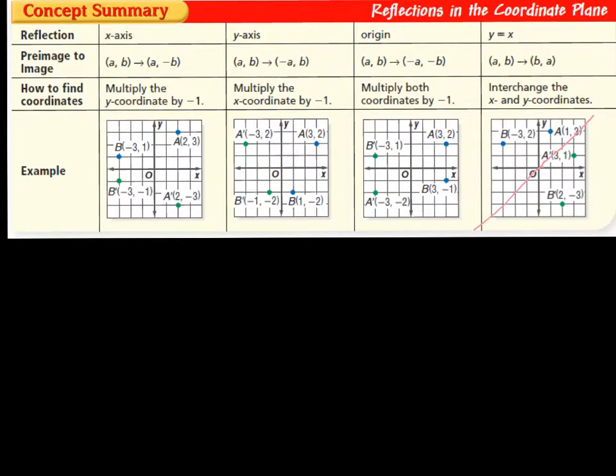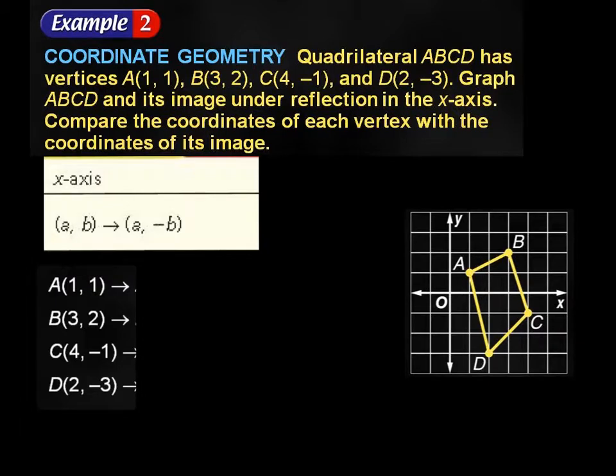Now this table is worth taking some time and copying down. Maybe not all of the examples per se, but you definitely want the rules. They will help you out greatly. For example 2, they gave us quadrilateral ABCD with the given vertices.